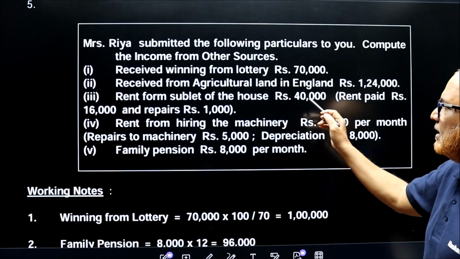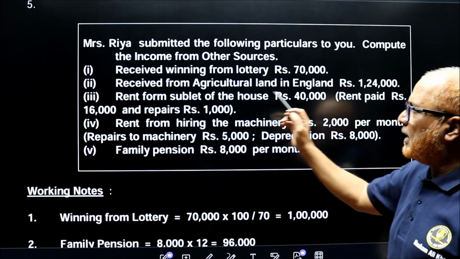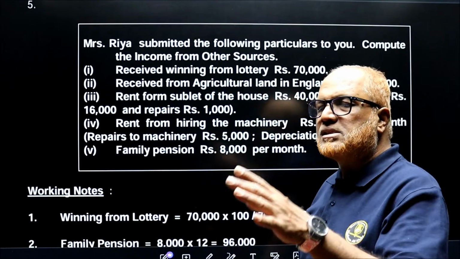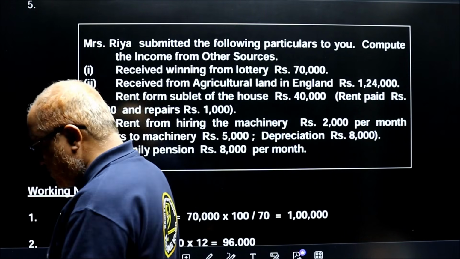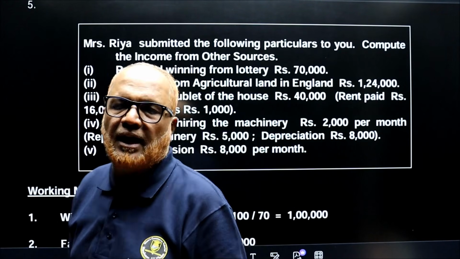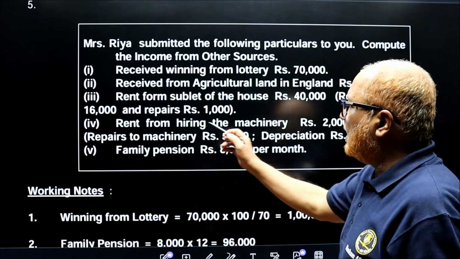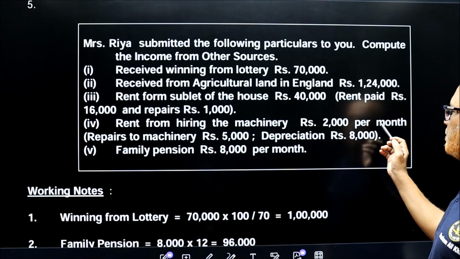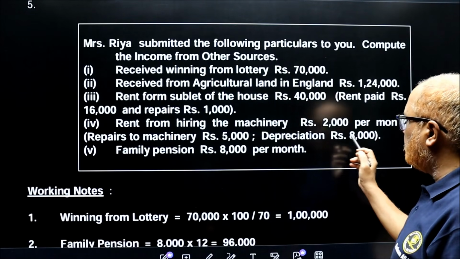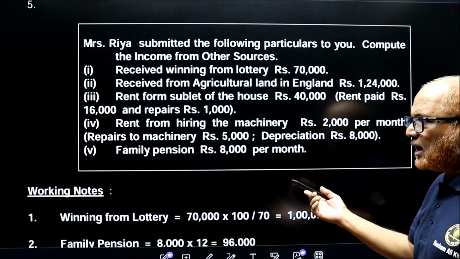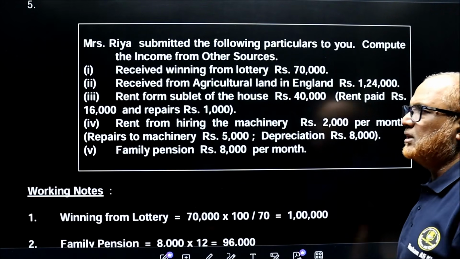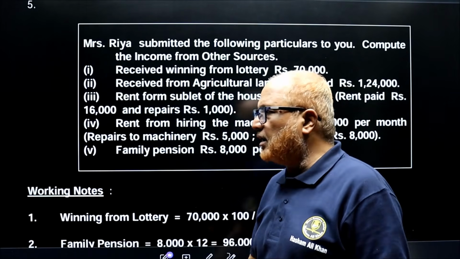Then rent from subletting the house 40,000, rent paid 16,000, repair 1,000. The rent from subletting is taxable under income from other sources, but any expenses incurred are allowed as deduction. Now rent from hiring the machinery 22,000 per month, that means 24,000 per annum. Repairs to machinery 5,000, depreciation 8,000. These are allowed as deduction. So 24,000 minus 5,000 minus 8,000 is the income from rent from hiring.